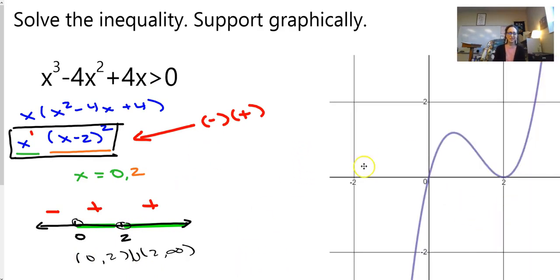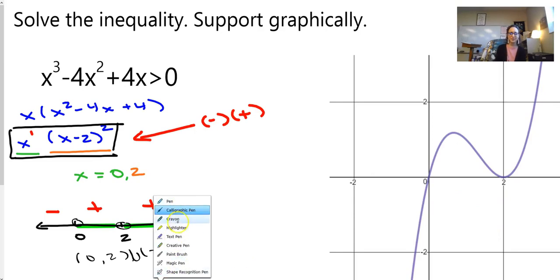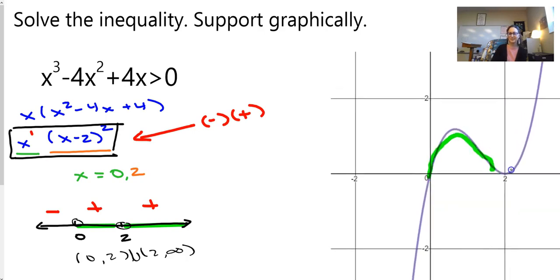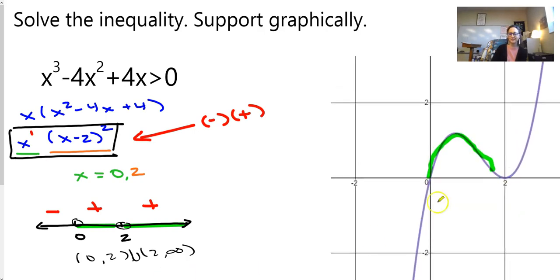So here's the graph. Notice again that I am above the x-axis, so y values are positive on this interval from 0 to 2, and this interval 2 to infinity.